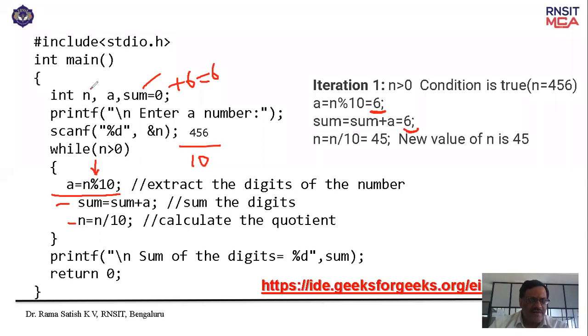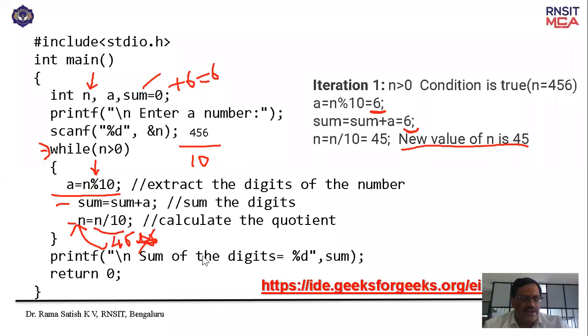Since n is an integer, the .6 is negligible and cancelled, and only 45 is stored in n. So the new n value, 45, is stored. And after that, it will check the while loop again.